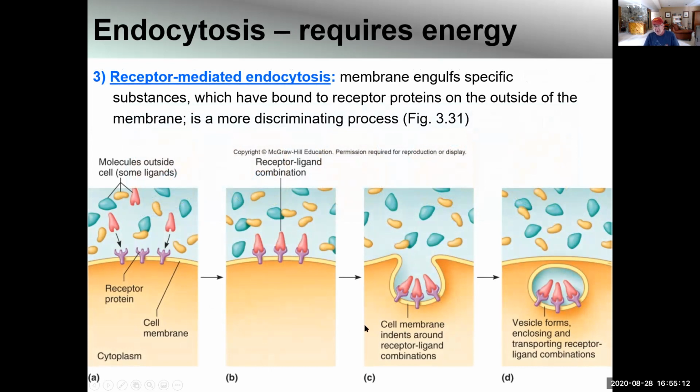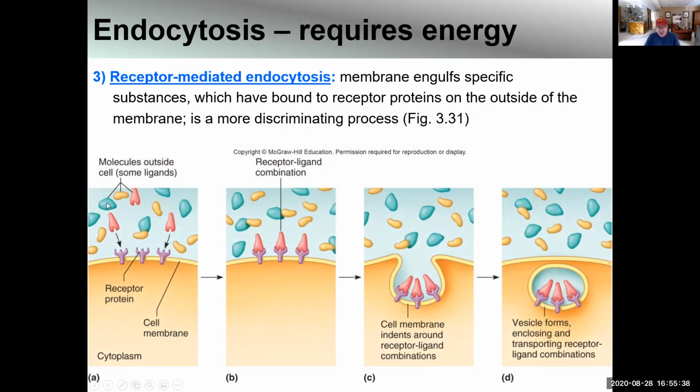And this involves the formation of a vesicle. So it involves the invagination of the cell membrane, just like we saw in the previous two examples. But look at what that vesicle is carrying. It is transporting specific substances that will fit into the receptor sites that were initially found here on the surface of the cell membrane.